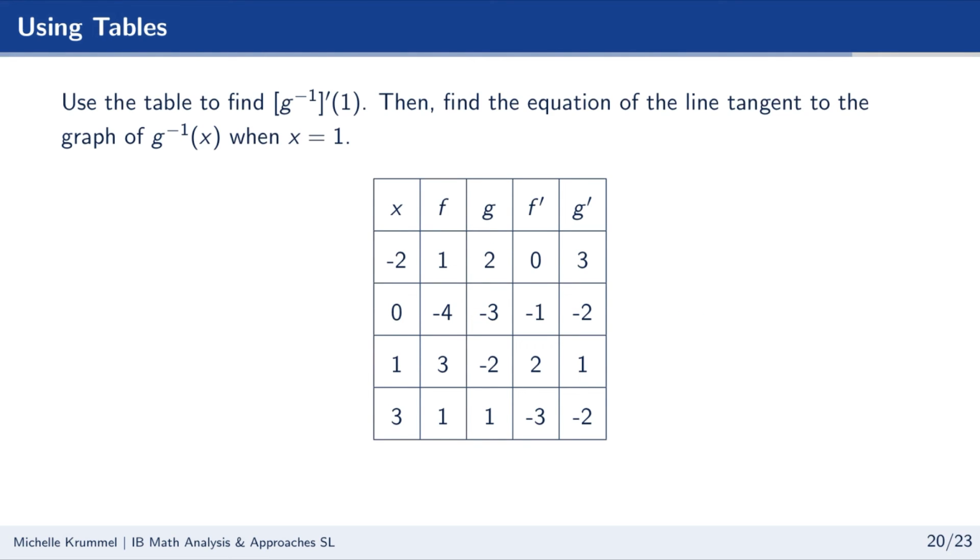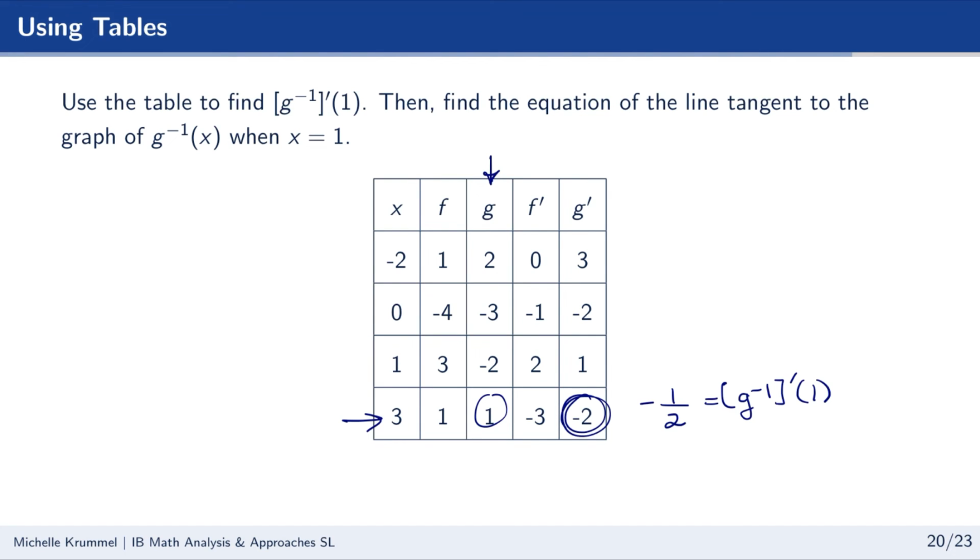Use the table to find g inverse of 1, then find the equation of the line tangent to the graph of g inverse when x equals 1. So let's start by finding g inverse of 1. And we do that by asking, where does g equal 1? Here's g. Where does it equal 1? Right here when x is 3. So we'll take our 3 and we'll substitute it into g prime. g prime of 3 equals negative 2, and the reciprocal of negative 2 is negative 1/2. So that is g inverse prime of 1.